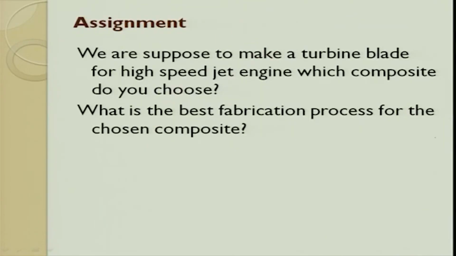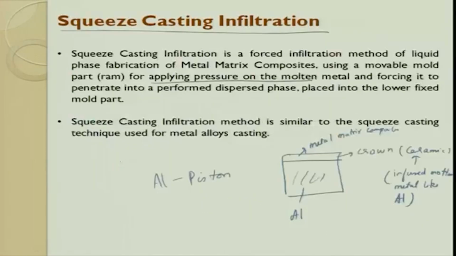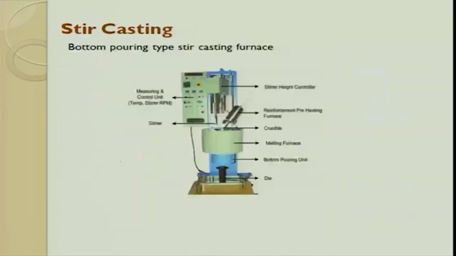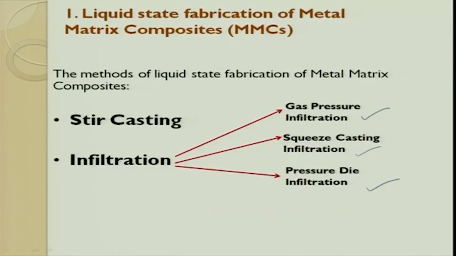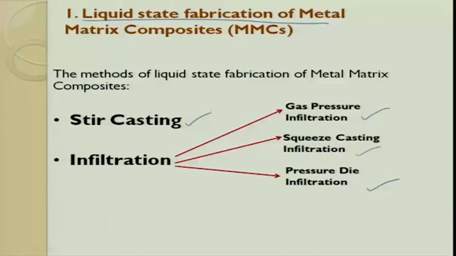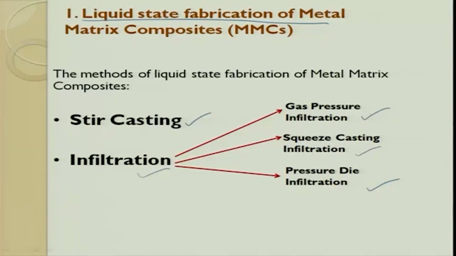So with this we come to the conclusion. What we covered today was only one set of liquid state fabrication processes of metal matrix composite. In the next lecture we will see other processes also. The simplest one which is used is the stir casting process. From the application point of view, quality point of view, and performance point of view, we always go for infiltration techniques. These infiltration techniques can be done by gas, by squeeze, or by pressure.